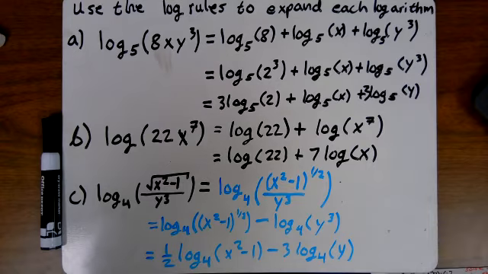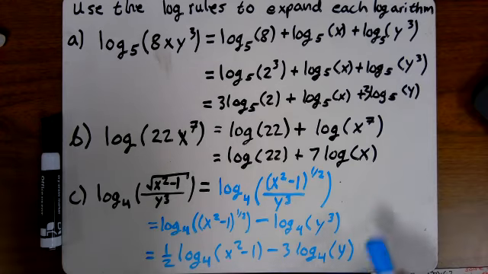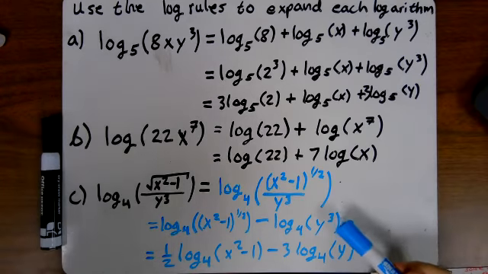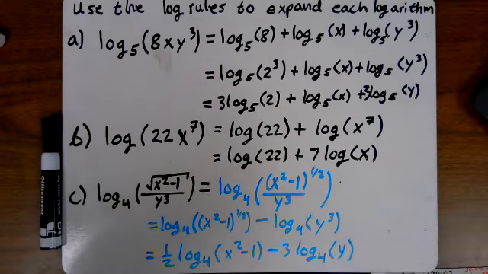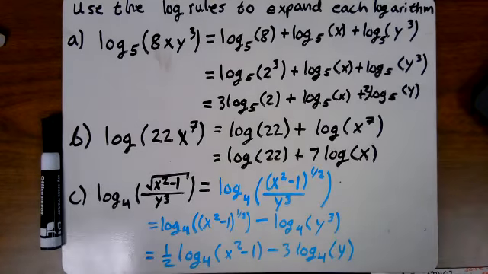So, as you can see, the log rules are pretty strange, honestly. Being able to pull out an exponent, that's not something you can do anywhere else. But on the other hand, there are things that you can't do with logs that you can do with other types of functions. We have this x squared minus 1 inside the log. We can't split this up into a log of x squared minus a log of 1.